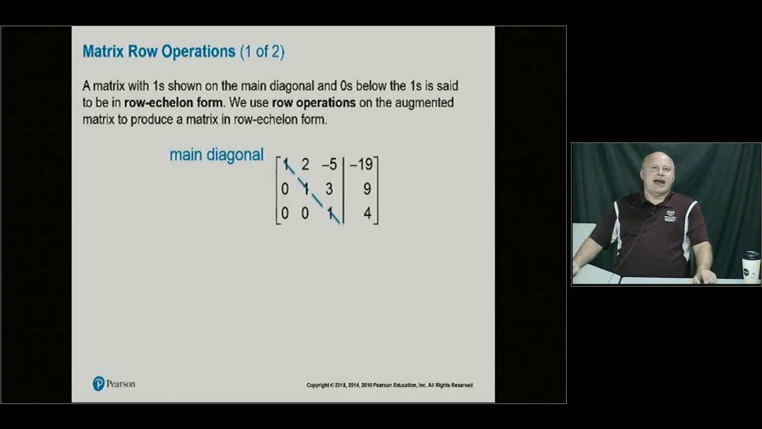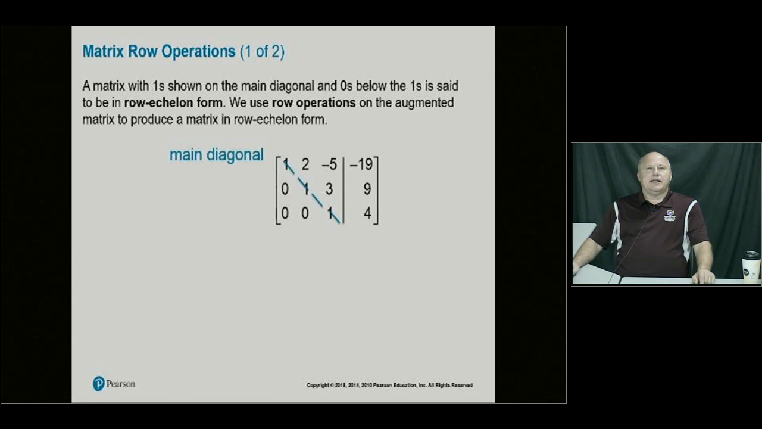A matrix with ones on the main diagonal and zeros below it is called row echelon form. Say that with me: row echelon form. If you notice, the main diagonal has 1, 1, 1, that's all ones, and zeros are below each of the ones. The first one on the first row has 2 zeros below it, and the one in the middle has a 0 below it.